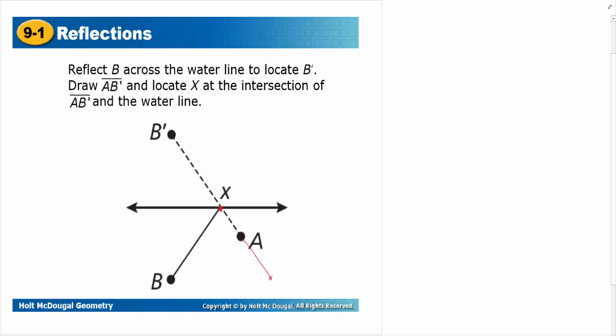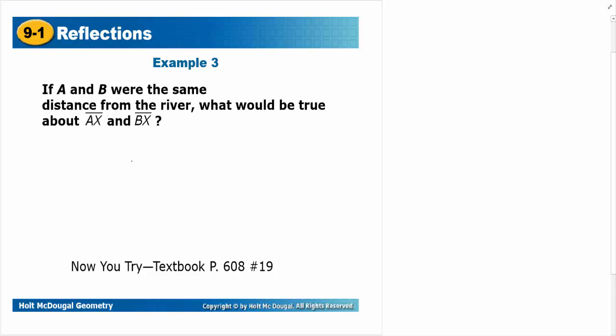A would actually need to be out here, or you can move B in here. Regardless, it would have to be a different figure. So if they were the same distance, then that would mean that these segments would be congruent. So you'd be able to say something like AX would be congruent to BX. Again, they're not, but if they were, that's what you'd be able to make a statement from. That's really all they're asking in that case. So you'd basically be able to say AX is congruent to BX.